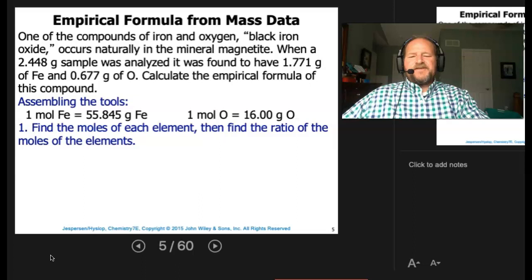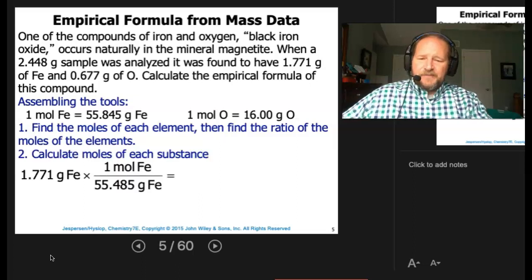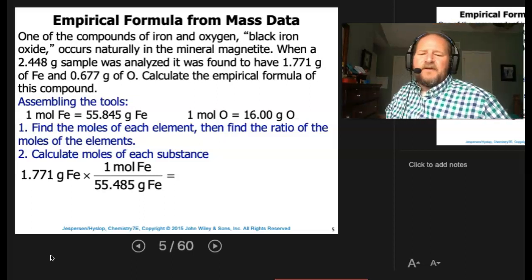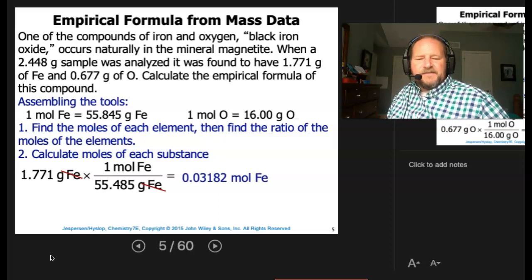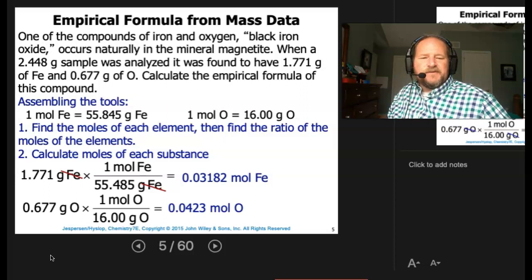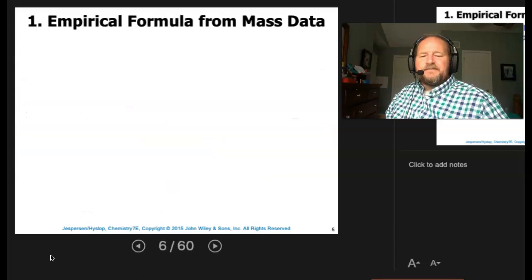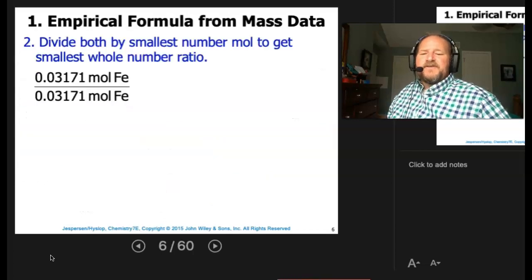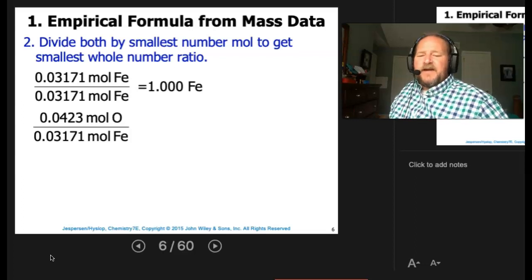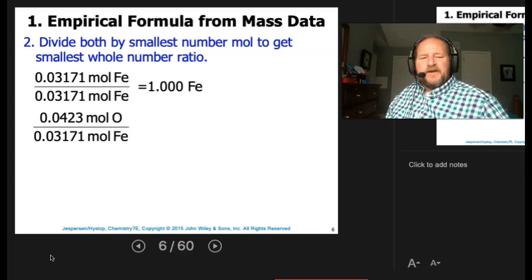Now we're going to find the moles of each element, then find the ratio of those moles. So we'll calculate the moles of each substance. So we have 1.771 grams of iron. We'll divide that by our molar mass. That gives us moles of iron. We'll do the same thing for the oxygen in the sample. That gives us moles of oxygen. Now we look at which number is the smallest, which is going to be the iron. That means we're going to get 1 iron. For the oxygen, we're going to get 0.0423, and that's going to give us 1.33.